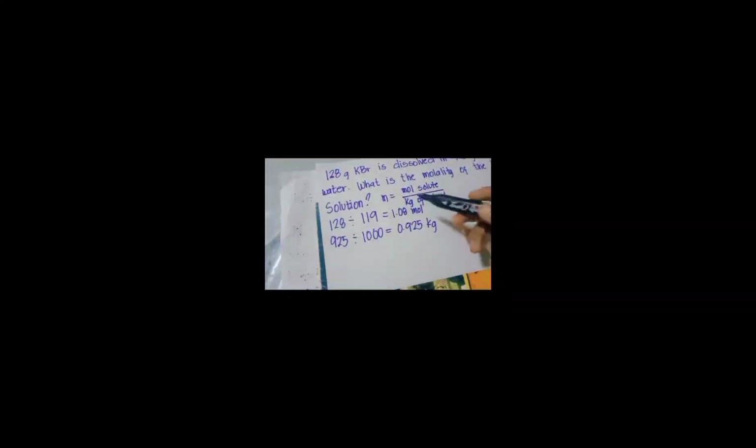To convert from grams to kilograms, you just divide by 1,000. So 925 divided by 1,000 is equal to 0.925 kilograms. So then we have the moles and the kilograms. We can just plug them into the equation.